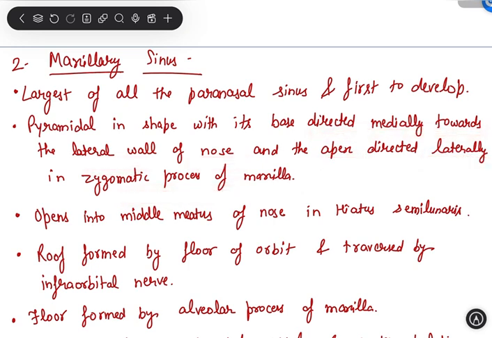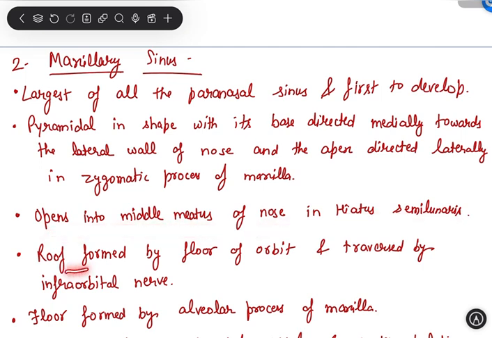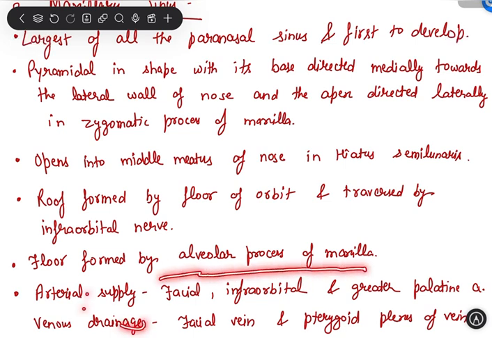Where does the sinus open? This sinus opens in the middle meatus of nose in hiatus semilunaris and the roof is formed by the floor of the orbit which is traversed by the infraorbital nerve, and the floor of the maxillary sinus is formed by the alveolar process of the maxilla.